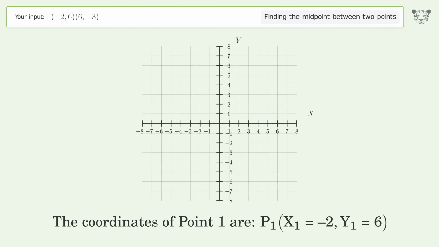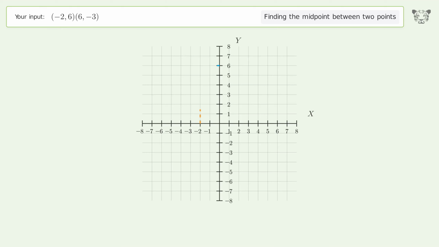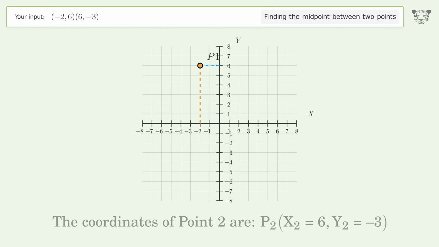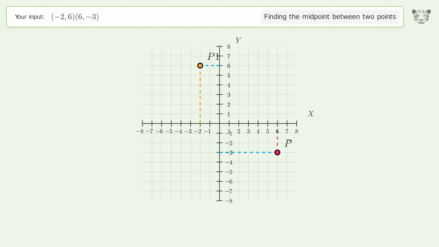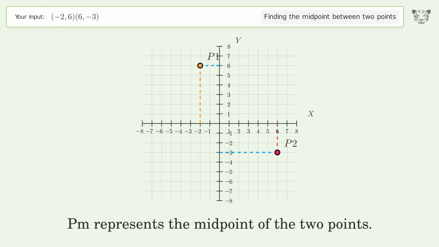The coordinates of point 1 are x1 equals -2, y1 equals 6. The coordinates of point 2 are x2 equals 6, y2 equals -3. PM represents the midpoint of the 2 points.